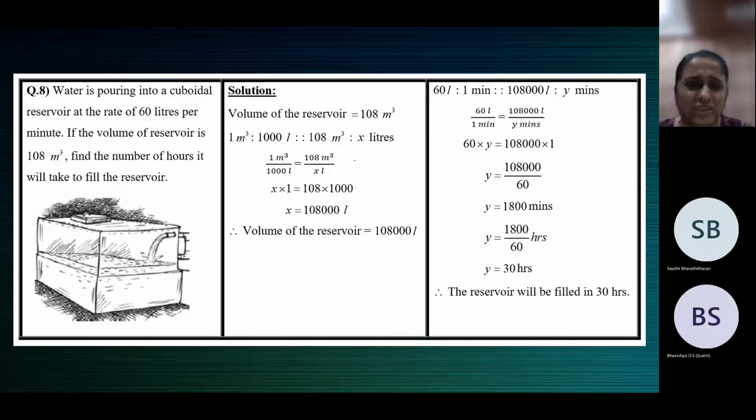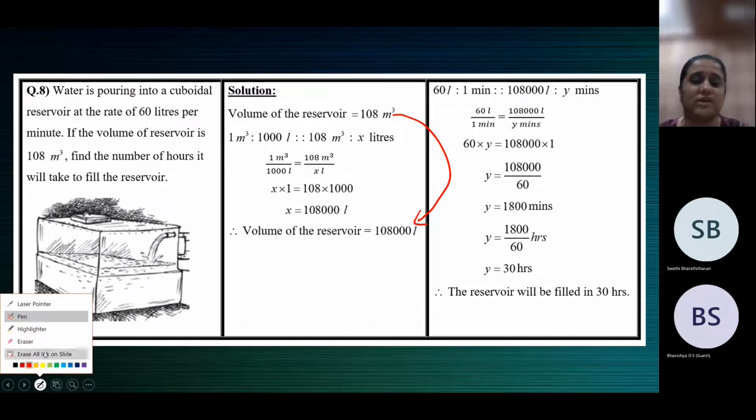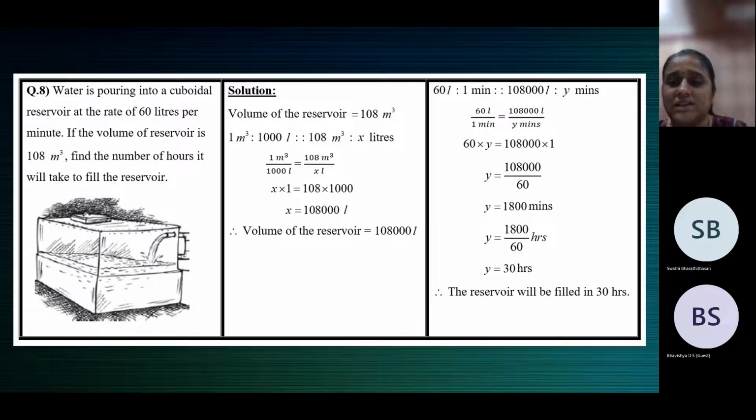So we found, it's very simple. What we have done here is we have converted the capacity of the reservoir, which was given in meter cube, to liters. That's all, nothing else. Now it's easy to calculate. Now 60 liters in 1 minute. 1,08,000 liters in how many minutes? It's just converting.